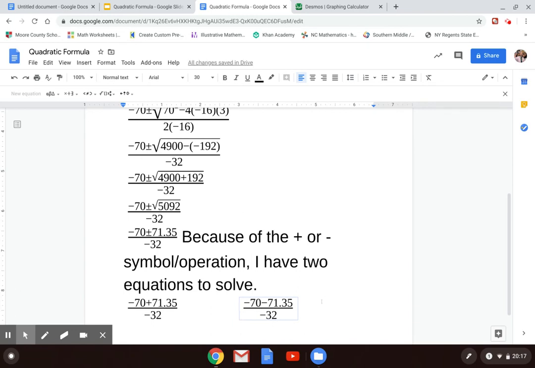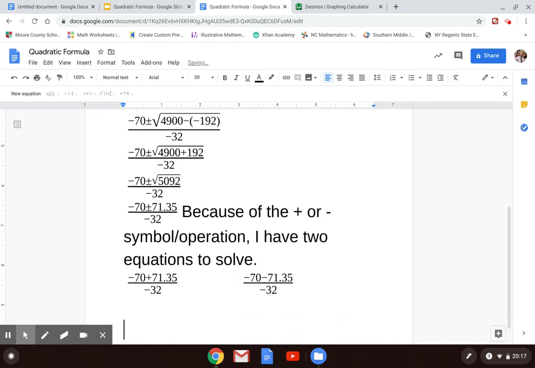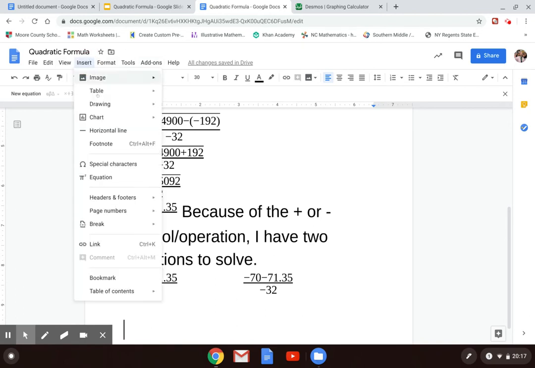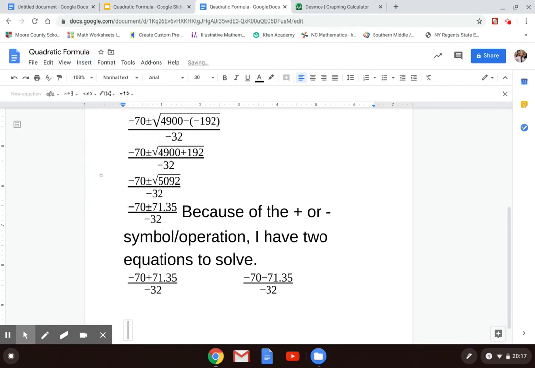Okay, so what I need to do now is solve both of these equations. So if I solve the first one over here, negative 70 plus 71.35 divided by 2, is going to give me 1.3. Whoops, need to make that a fraction again.